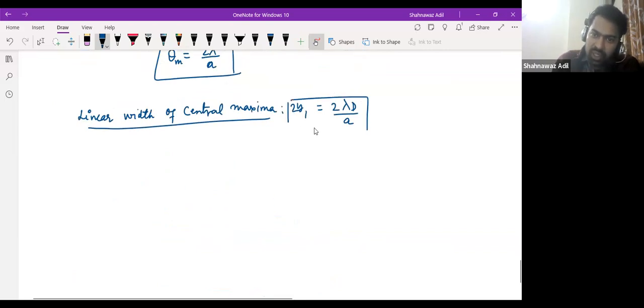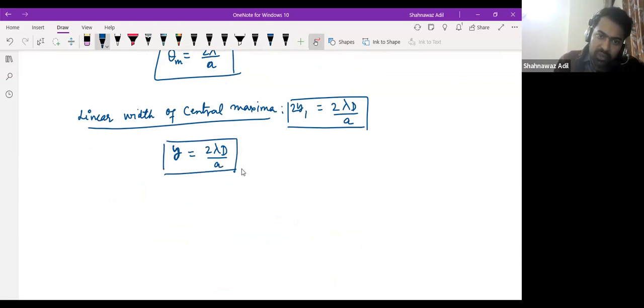So the y max, or let me call it y, the width. This would be 2 lambda d by a. So this is the width of the central maxima of the diffraction. Do you guys remember what was the width of the central maxima of the interference? Do you guys remember that?